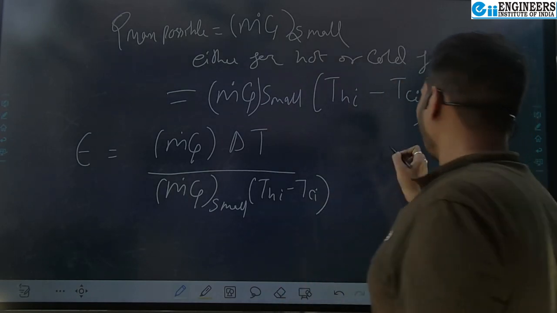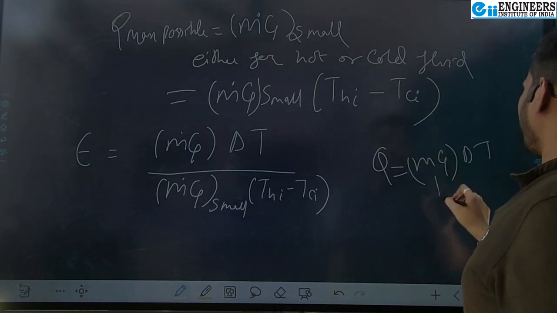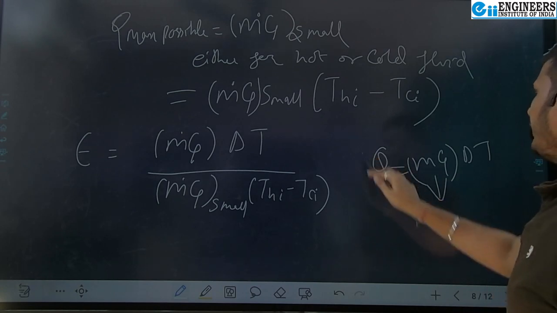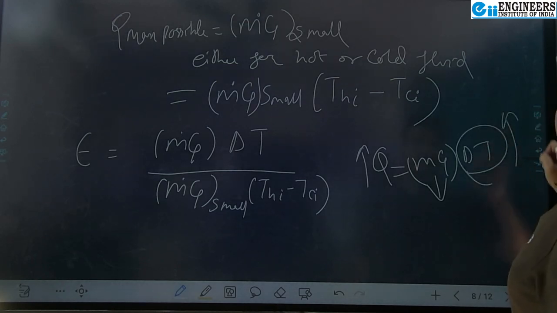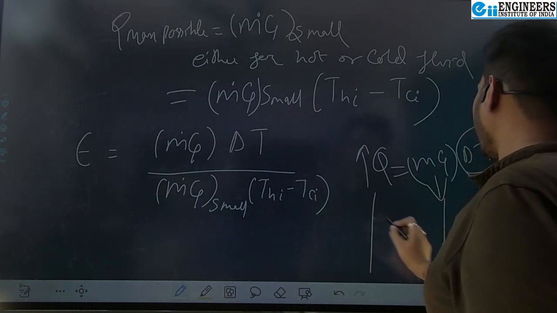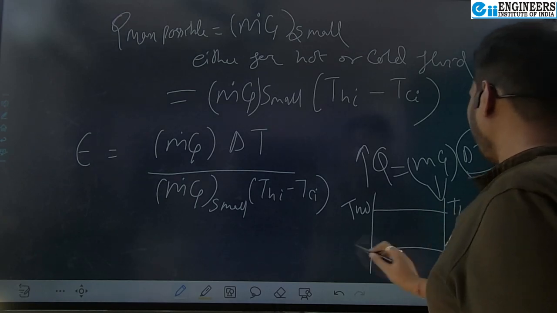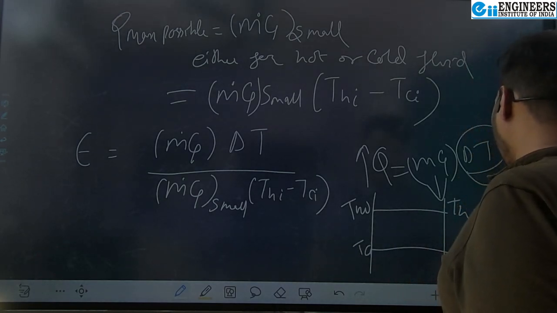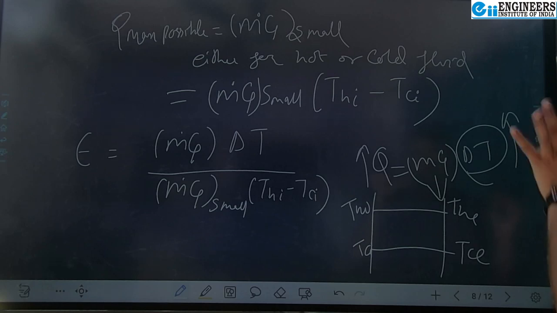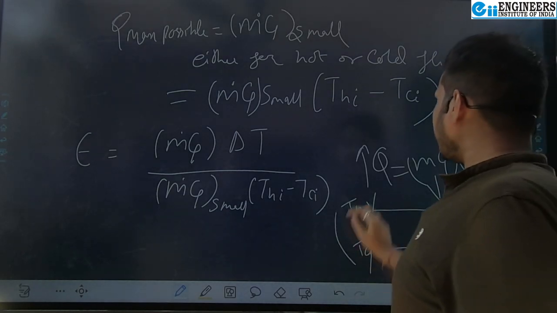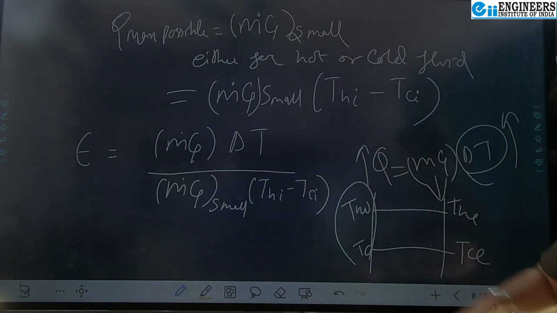If we have Q equals m Cp delta T, and m Cp is the smaller one we are considering, and we need this to be the maximum possible, the delta T should be the highest, isn't it? So suppose two flows are there, with temperatures THI, THE, TCI, TCE. Among these four temperatures, the combination that will give us the maximum temperature difference is THI and TCI. THI is the highest possible temperature and TCI is the lowest possible temperature.